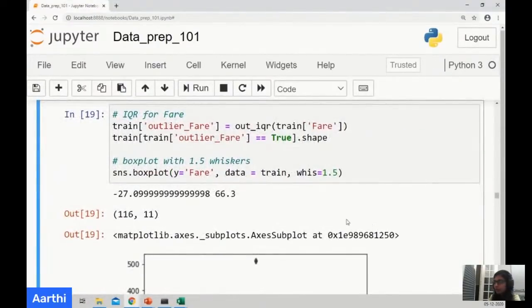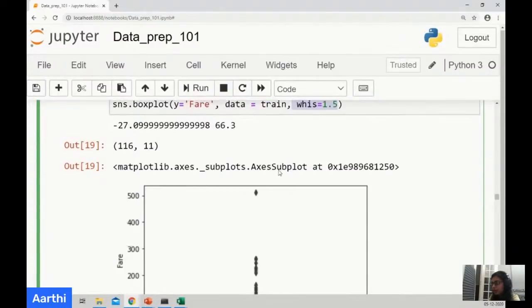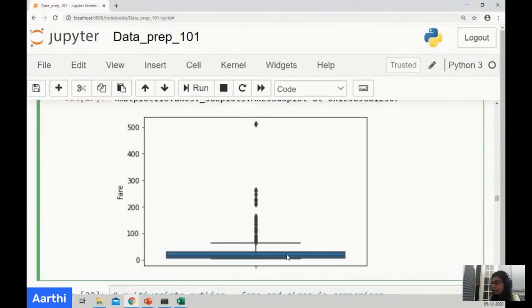So here, if you do a box plot, what this is doing is it is taking the fare column from the data train, and 1.5 times is the value that we give. You can even do this for 3 as well, depending upon your data requirement, if you want to be really lenient or strict with your outlier treatment. And then this gives the box plot. So like I said, it need not be perfect. It can be like this as well.